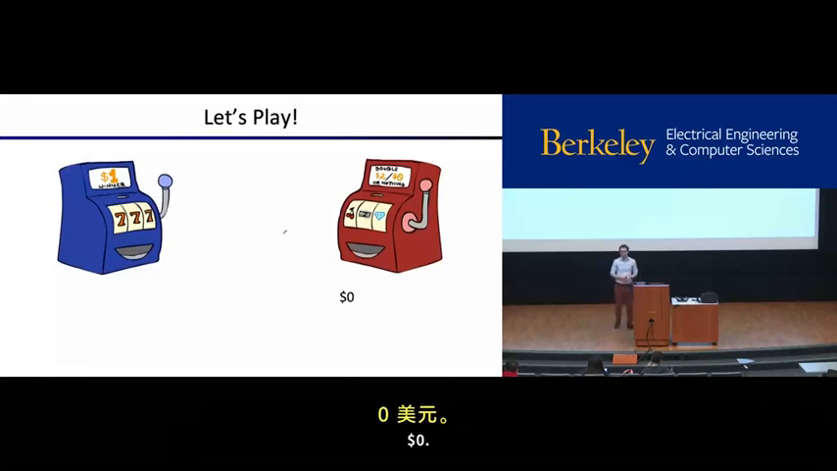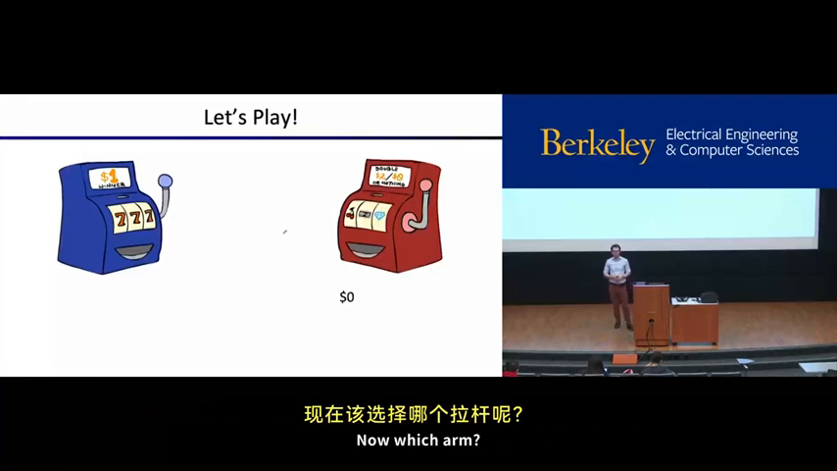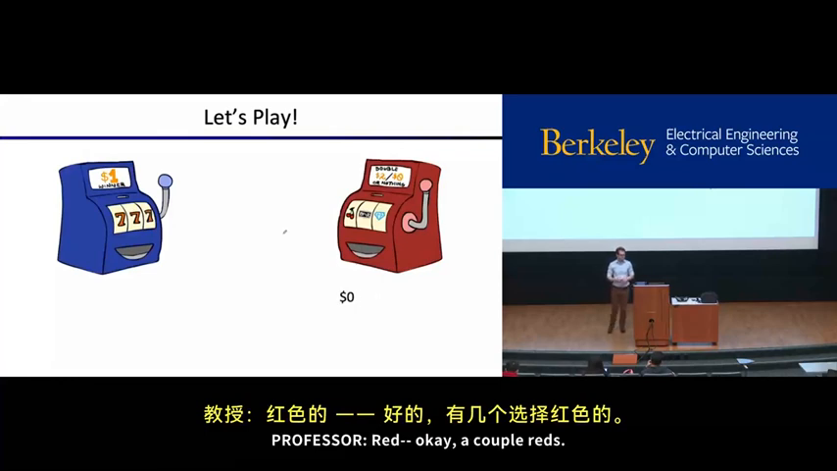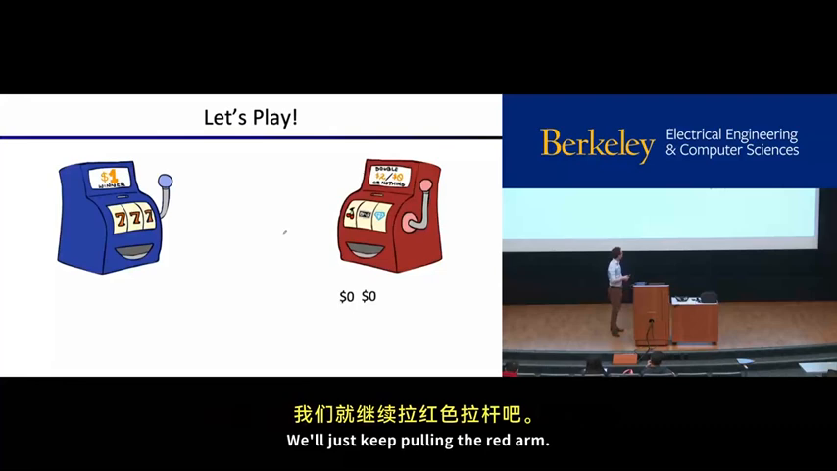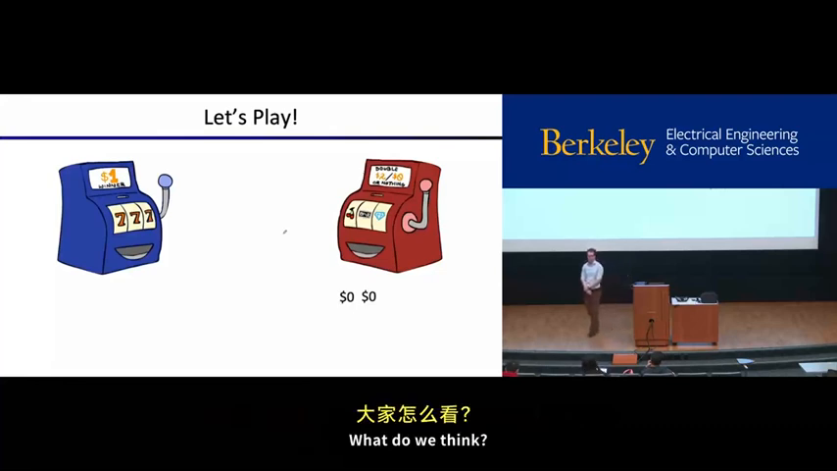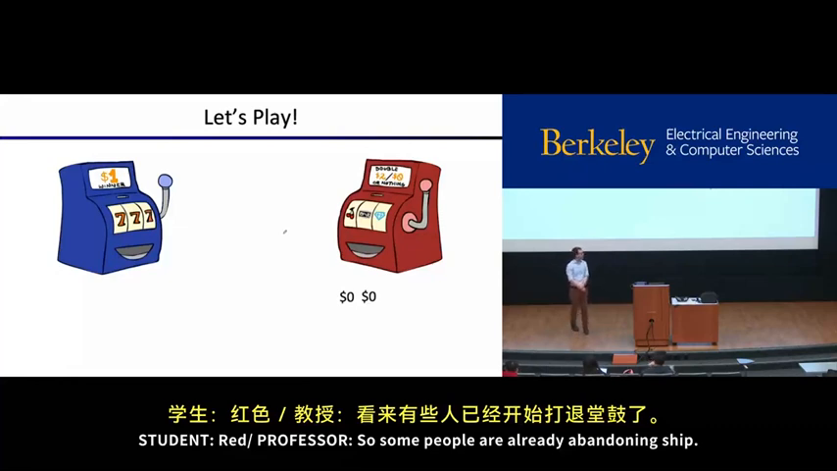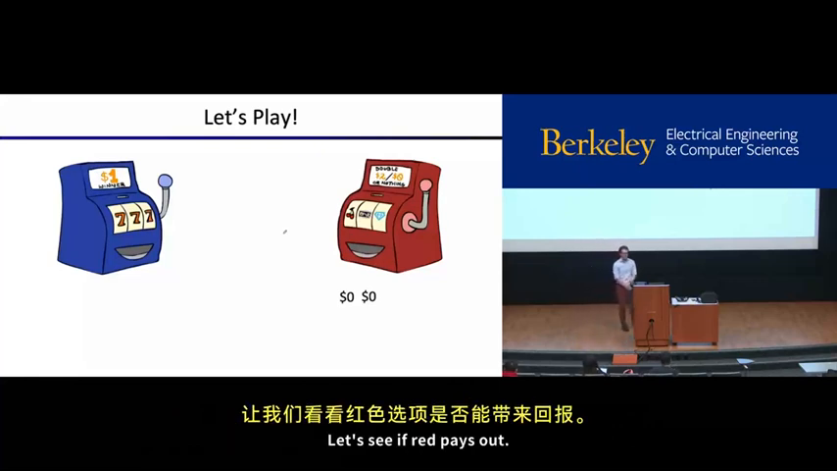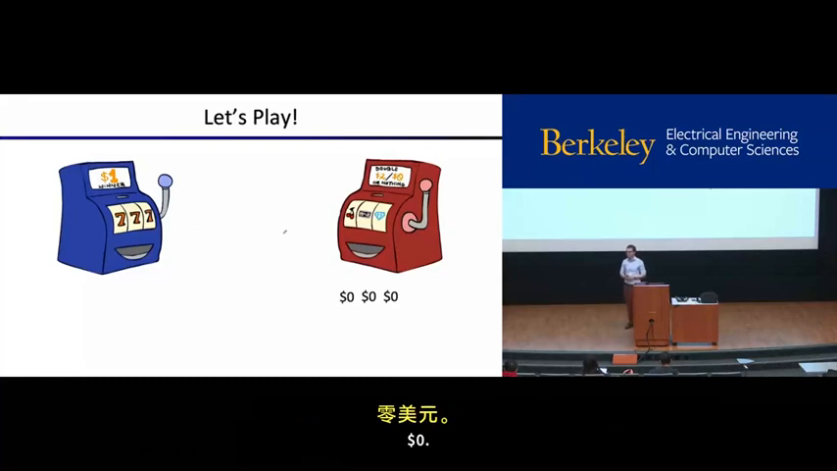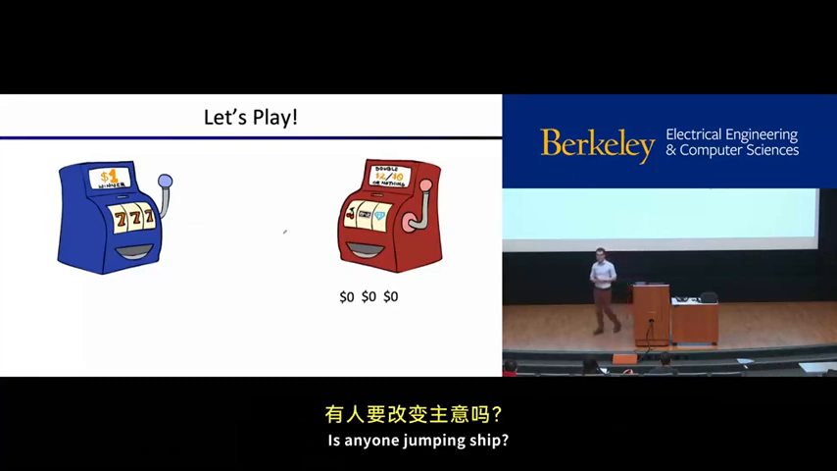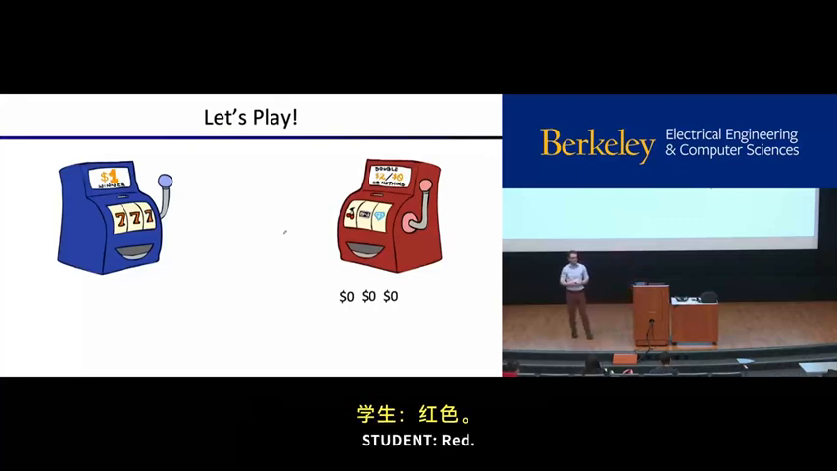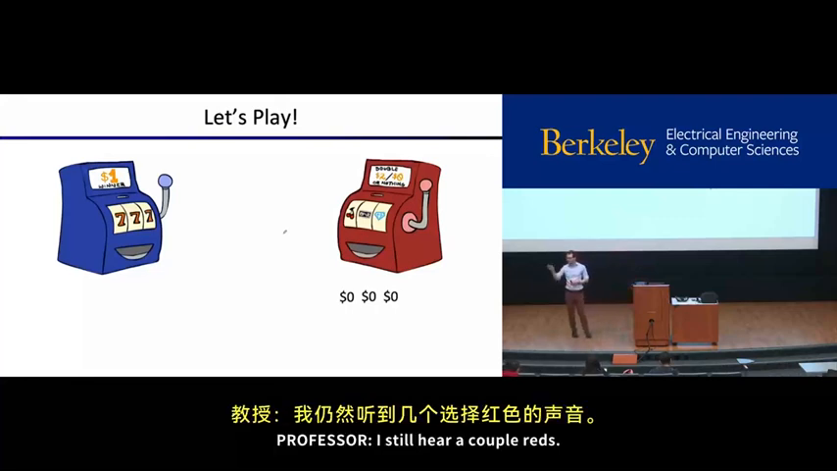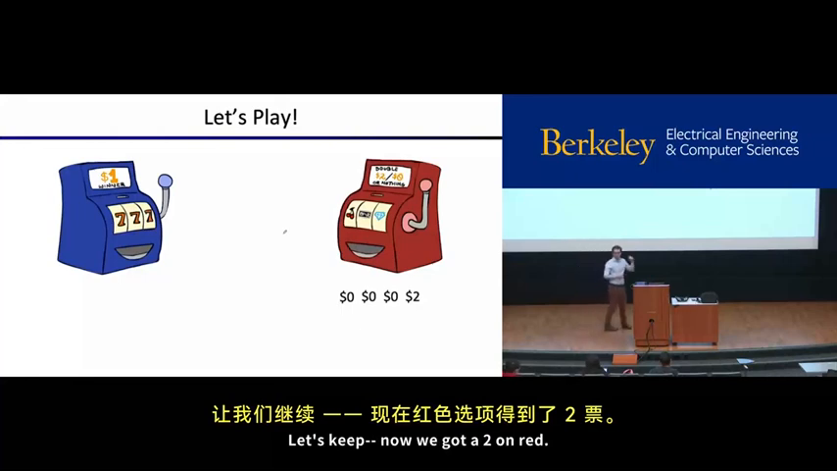Okay, $0. Now which arm? Just shout it out. Red, okay, a couple reds. We'll just keep pulling the red arm. Okay, 0 again. What do we think? Okay, so some people are already abandoning ship, and some people are like, no, red's going to pay out. Let's try it again. All right, let's see if red pays out. $0. Okay, is anyone jumping ship? Does anyone still think red? I still hear a couple reds. Okay, now we got a $2 on red.